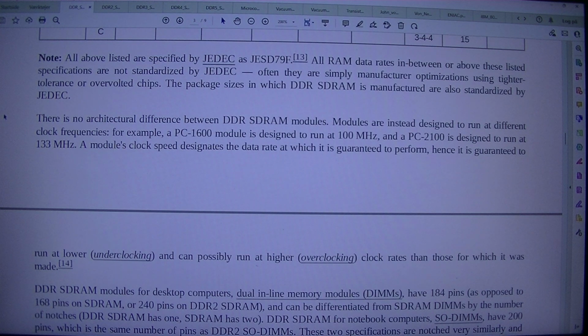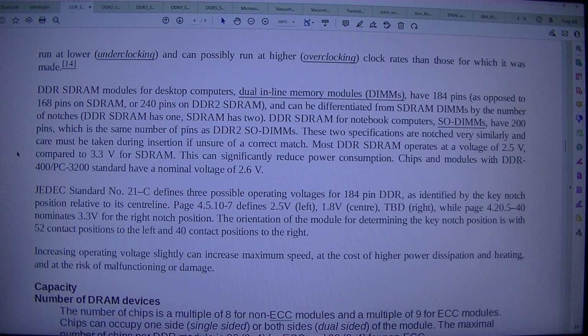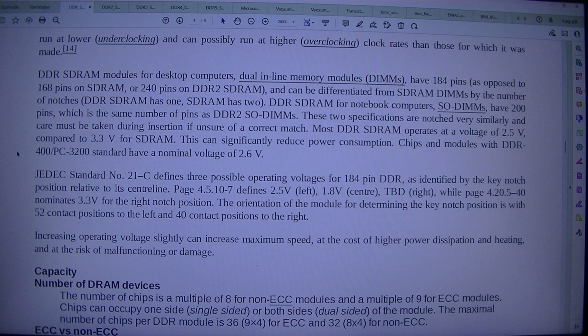For example, a PC1600 module is designed to run at 100 MHz, and a PC2100 is designed to run at 133 MHz. A module's clock speed designates the data rate at which it is guaranteed to perform, hence it is guaranteed to run at lower (underclocking), and can possibly run at higher (overclocking) clock rates than those for which it was made.